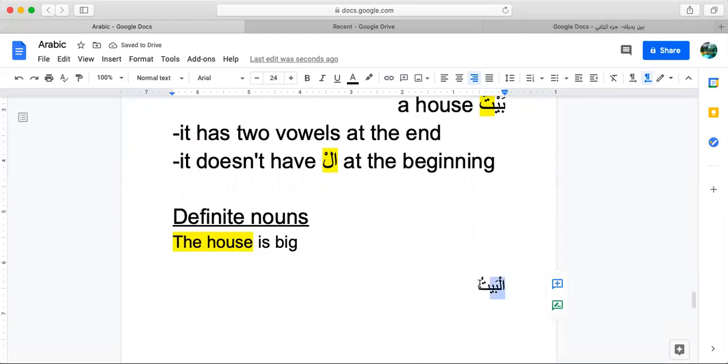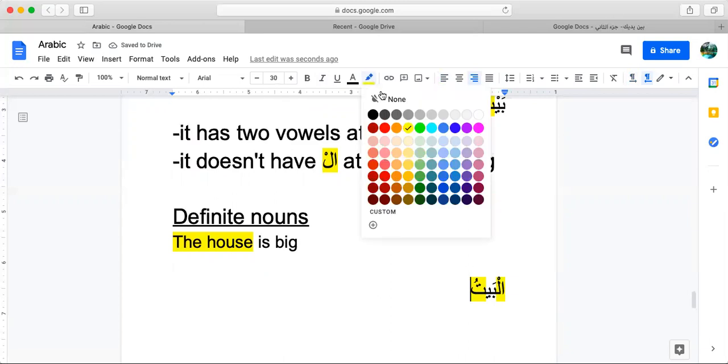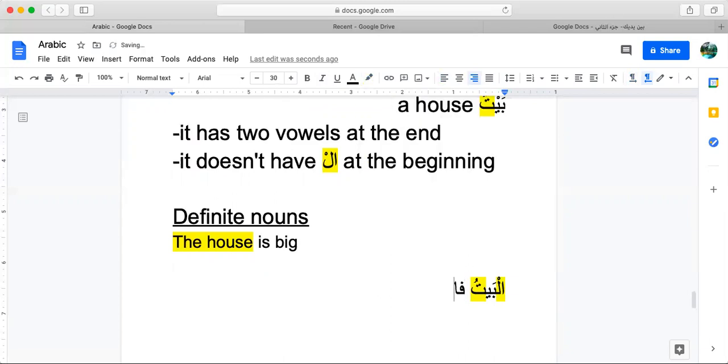So you must have noticed a difference here. Al baytu. What does that mean? It means the house. So here we got an addition of alif lam. That's why we say the indefinite can't have that. So that al, and then what it does, it takes away one of the vowels. So we're left with al baytu, which means the house. So that's pretty much it for nouns, definite and indefinite.